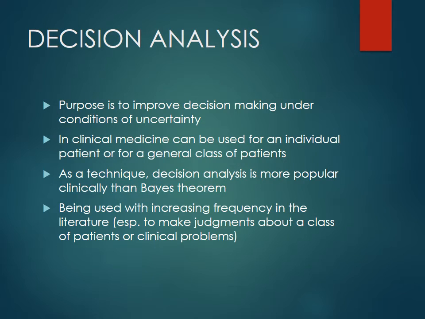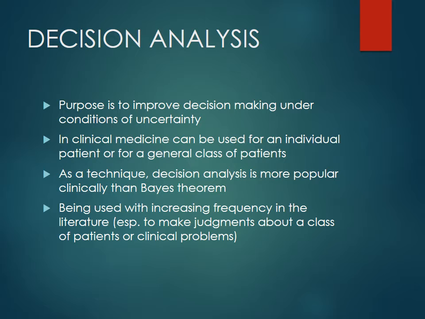So with your decision analysis, the purpose is to improve decision making under conditions of uncertainty, because again, you're never going to know fully what's going on with your patient. But in clinical medicine, it can be used on individuals, or you could use it for potentially general classes of patients. As a technique, decision analysis is going to be more popular clinically than something like Bayes' theorem, right? Because very frequently, when you get a result back for a CBC, how often do you see the sensitivity and specificity being put on for all those values? Yeah, you don't actually end up seeing that very frequently.